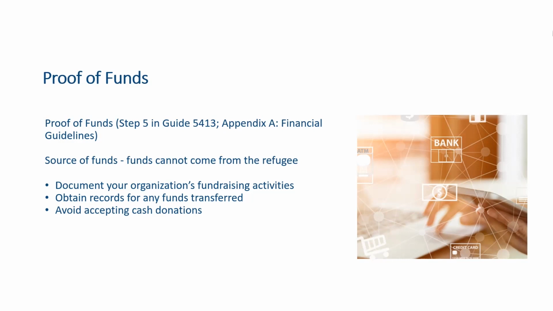Because the reason why you have to provide proof of funds with each application you submit to RCO is just to satisfy IRCC that the funds are not coming from the refugees that you're sponsoring, either directly or indirectly. And the more documentation you're able to provide, the more traceable the funds are, the fewer concerns IRCC will have when it comes to the source of the funds.